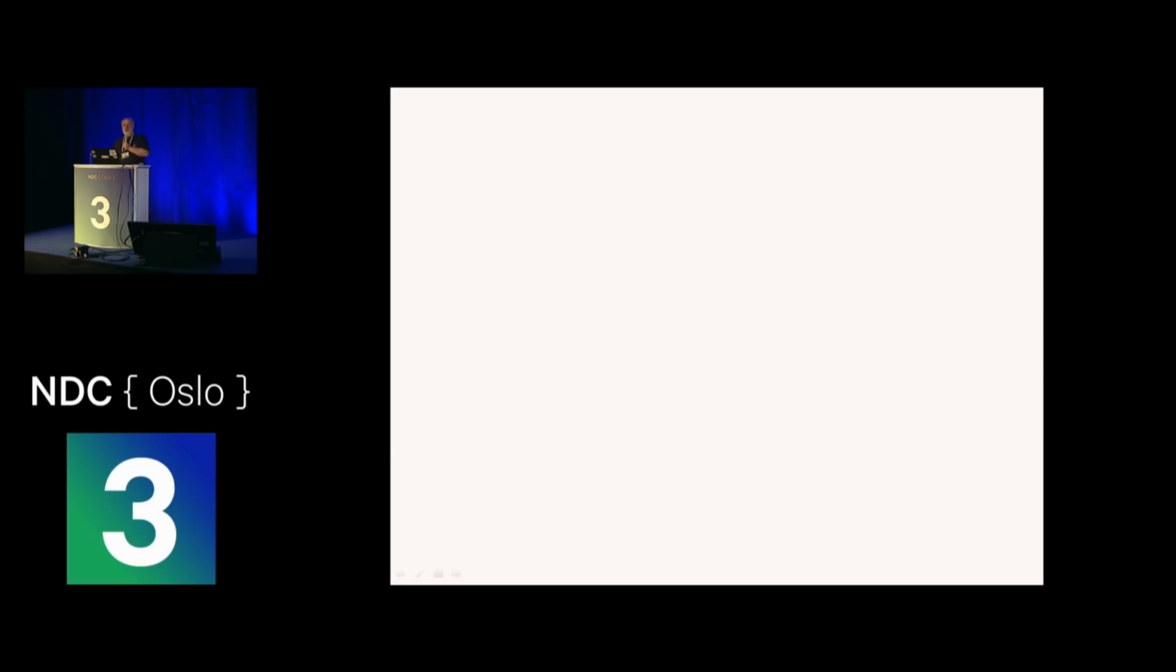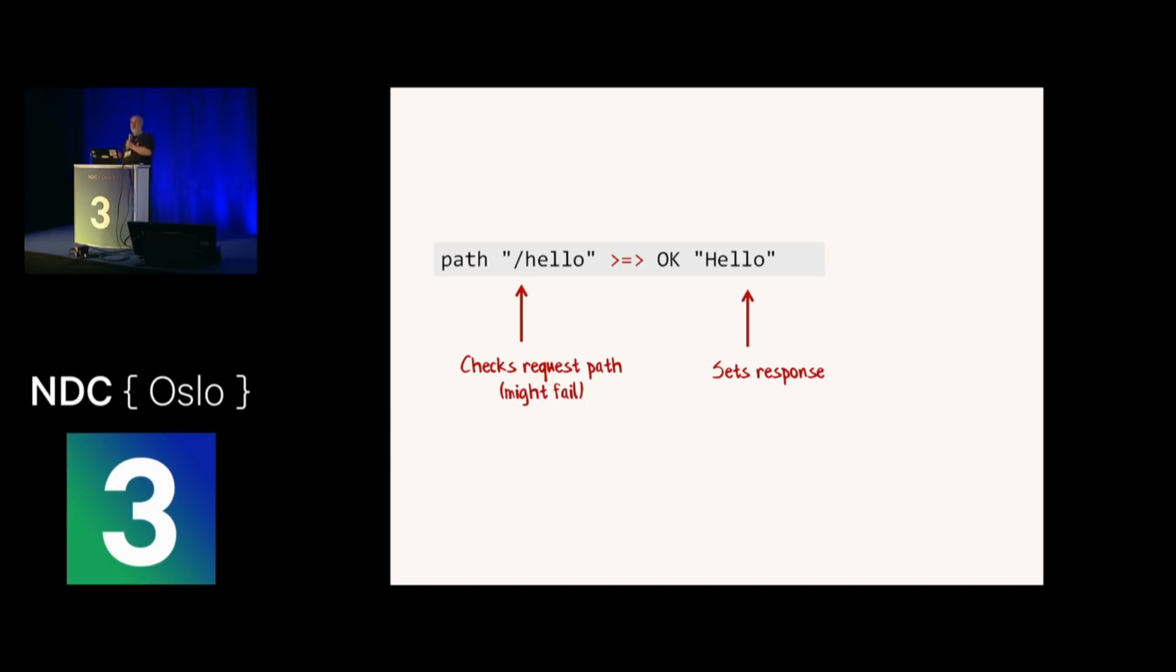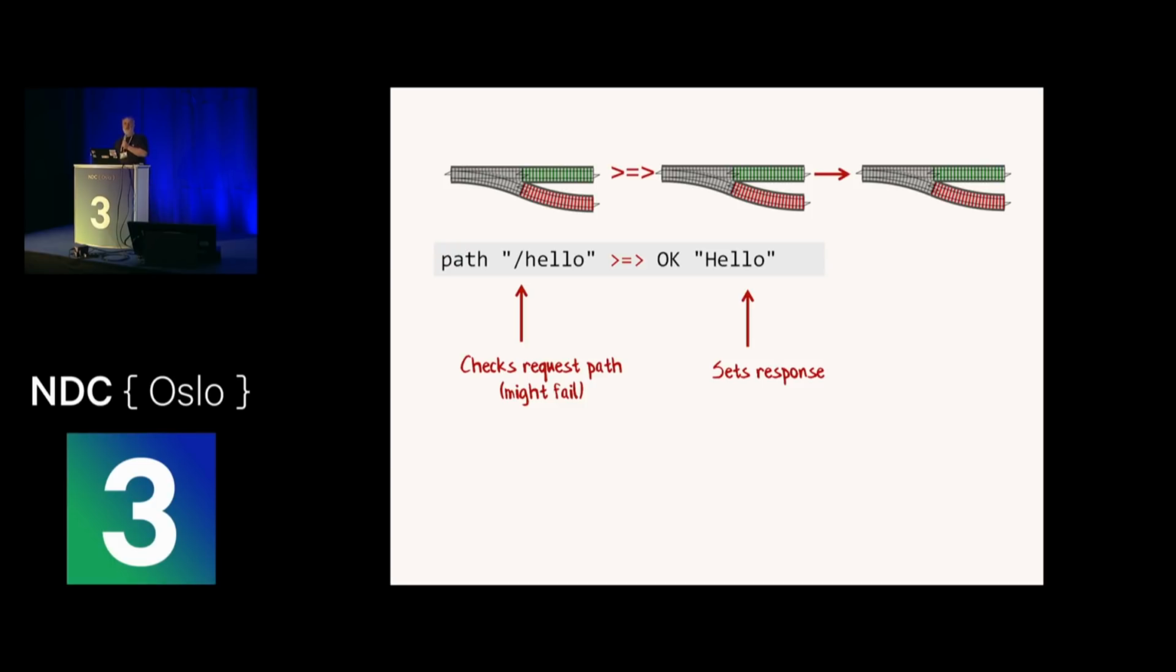Okay. Now, if you take two of those things and you glue them together, you check the path, and if the path matches hello, then you return hello. Okay. So we're just going to glue those two things together, and now we get a new web part. So now we have a web part that matches the path and returns something. Okay. So that's a new web part.